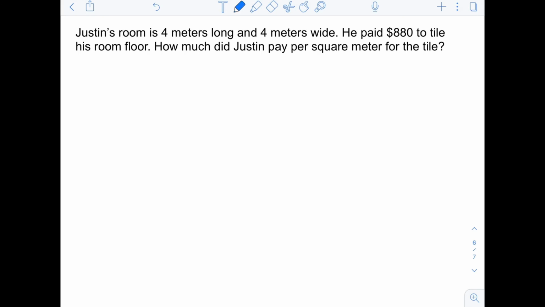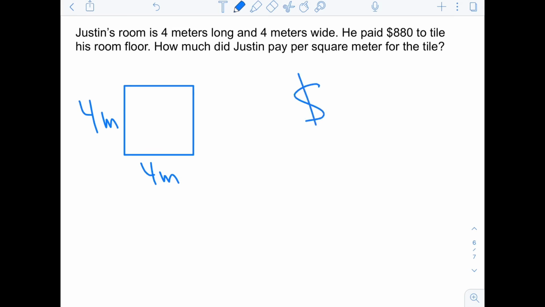Last question. Justin's room is 4 meters long and 4 meters wide. He paid $880 to tile his room floor. How much did Justin pay per square meter for the tile? So let's kind of draw his room. It's 4 meters long, 4 meters wide. And he paid $880 to tile the floor of his room. So we want to figure out how much did he pay per square meter.